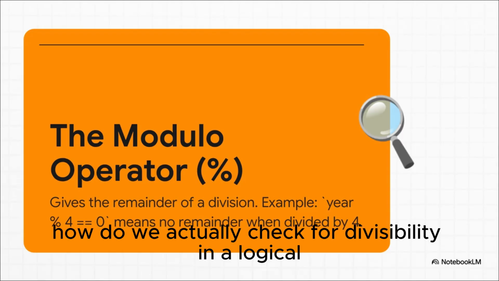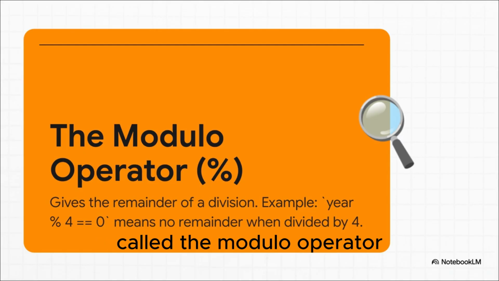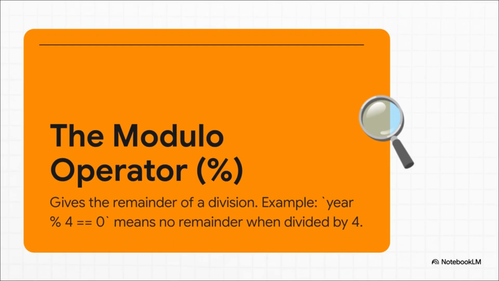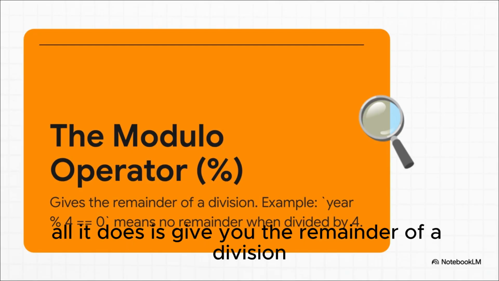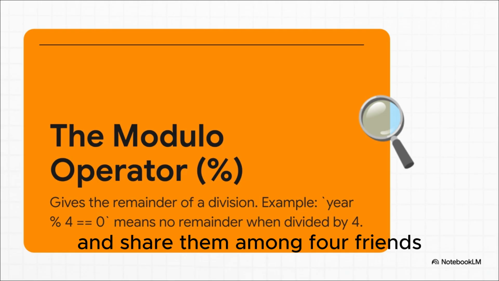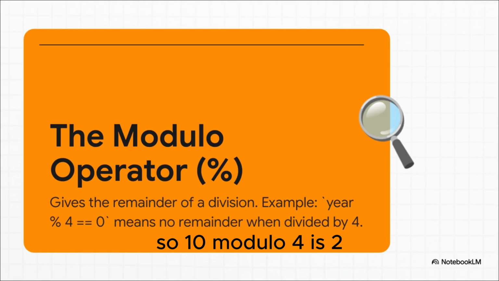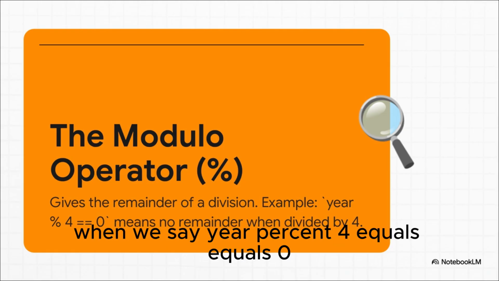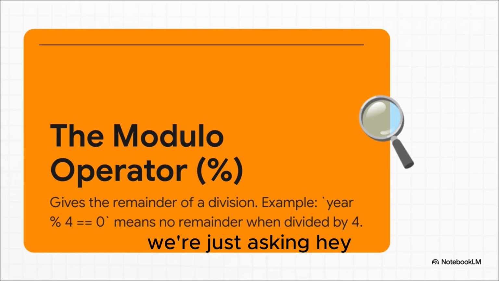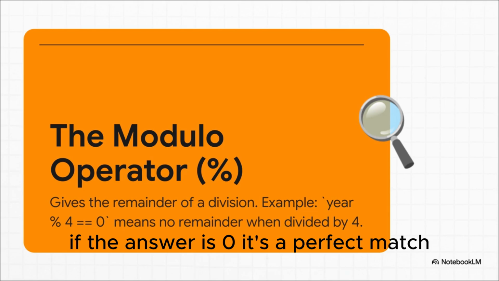So how do we actually check for divisibility in a logical, computer-friendly way? Well, we use this little secret weapon called the modulo operator. It's that little percent sign. All it does is give you the remainder of a division. Think of it like leftovers. If you have 10 cookies and share them among 4 friends, you have 2 cookies left over. So 10 modulo 4 is 2. When we say year % 4 equals 0, we're just asking, hey, are there any leftovers when we divide the year by 4? If the answer is 0, it's a perfect match.